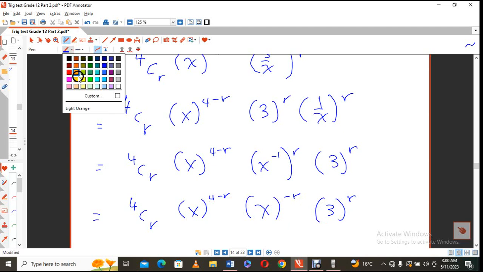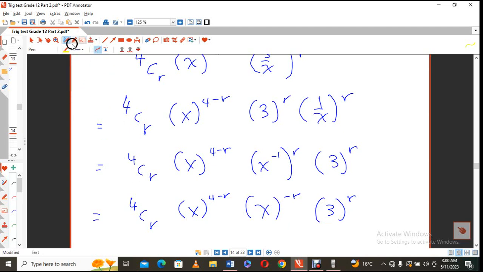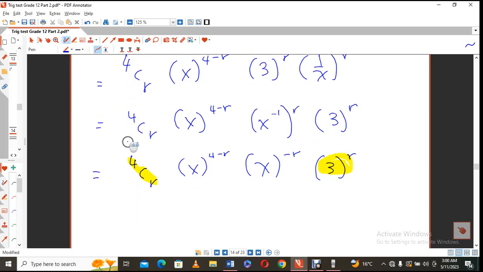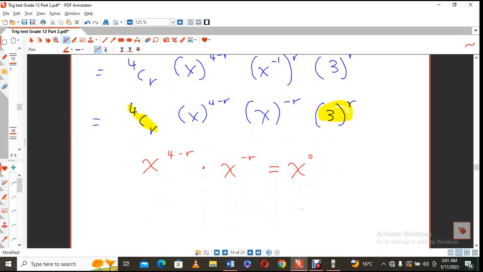Now this is important perhaps for me to explain a certain concept over here. And the concept is, this is a constant, this is a constant. I'm not interested in the constant because I don't have the value of r. What I am interested in is the terms containing x. So the x for x raised to the power of 4 minus r times x raised to the power of minus r, I should let it equal x raised to the power of 0, because the question is saying find the value of the term which is independent of x. When something is independent of x, that means it's x raised to the power of 0.